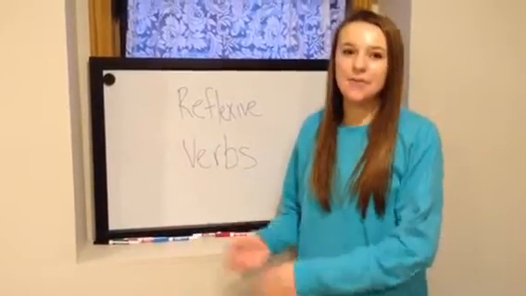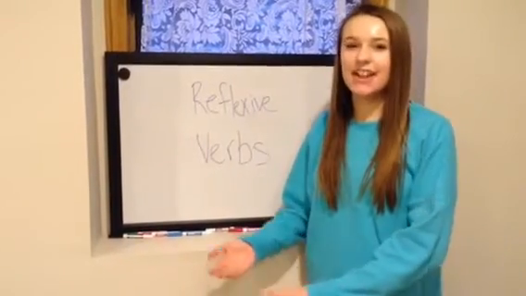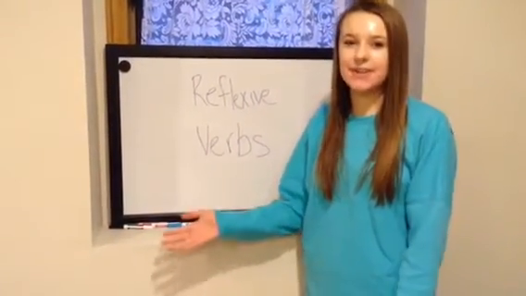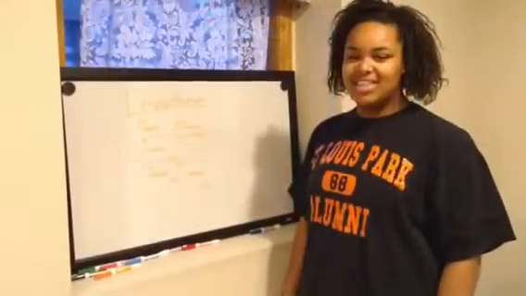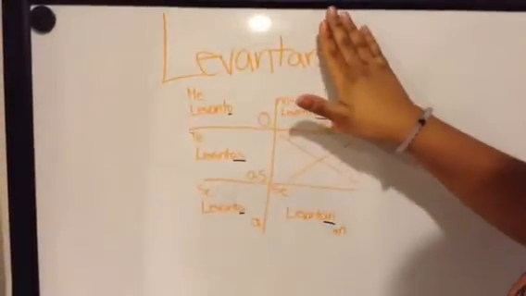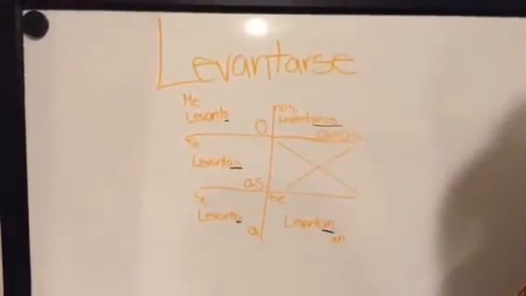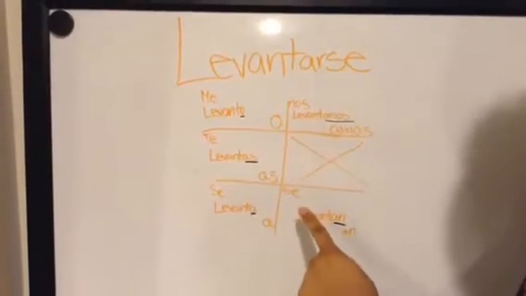Reflexive verbs are verbs where the person doing the action is also receiving the action. Like if I were to hit myself, I would be doing the action and receiving it. This is how you conjugate reflexive verbs. For example, levantarse. First you take off the ending se, and you use either me, te, se, nos, or se.